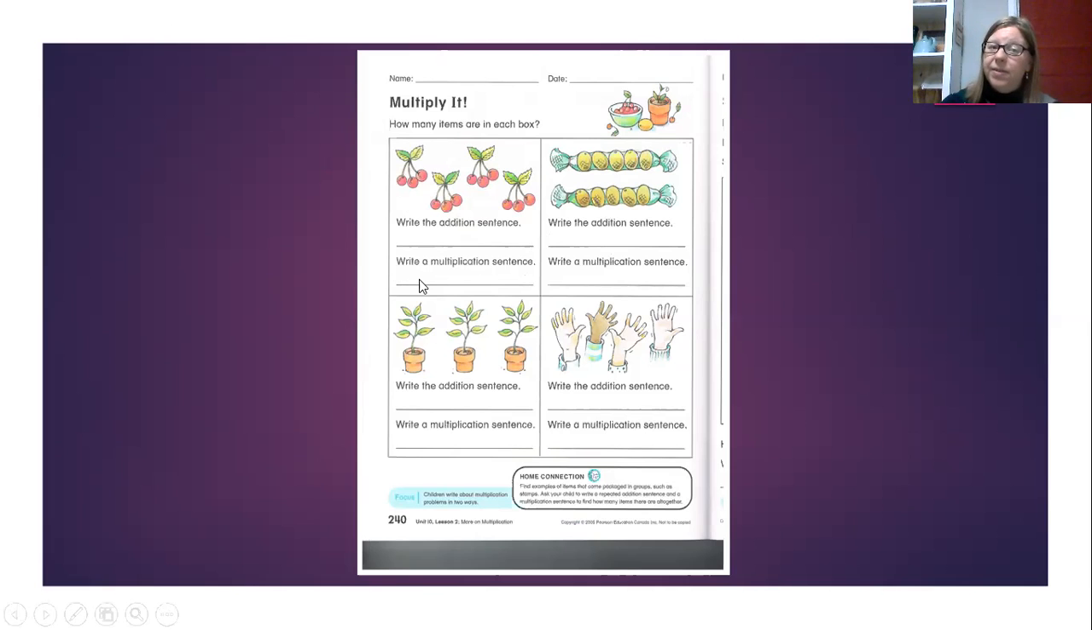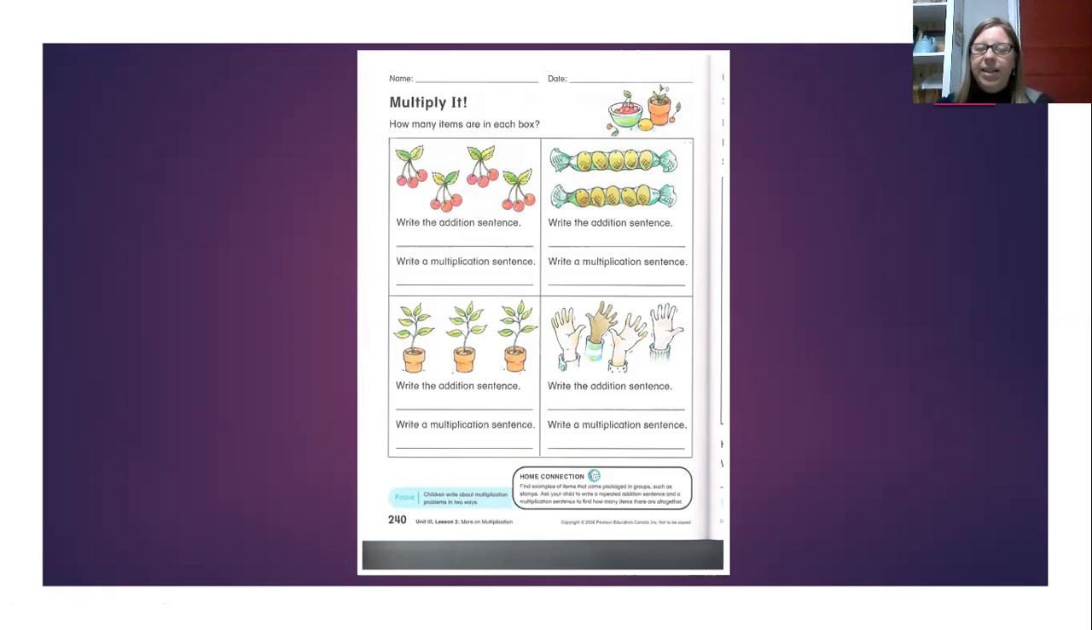How many groups? Then the symbol X. How many in each group? Followed by an equal sign and your answer, the product. Continue that for each of the boxes. These are bundles of lemons. How many bundles of lemons are there? How many lemons are in each bundle? Here are potted plants. How many potted plants are there? And how many leaves are on each potted plant? How many hands are there? And how many fingers on each hand?